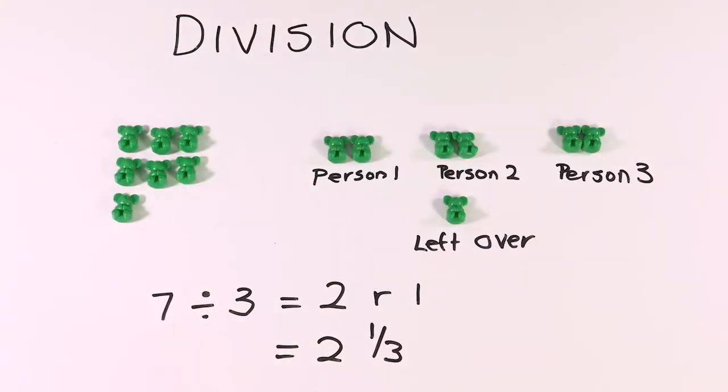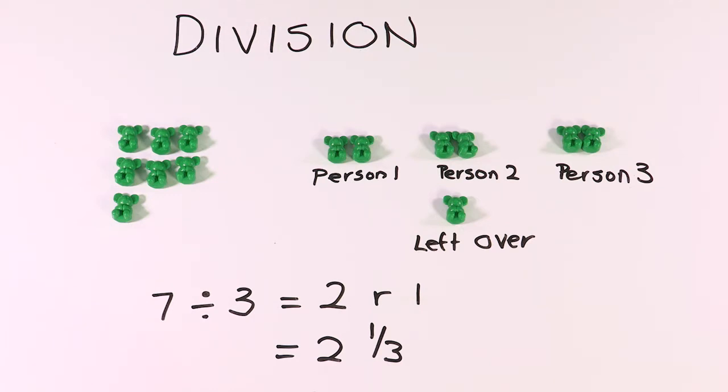Division, the concept, now needs to be extended by introducing the idea of sharing with leftovers. Here we have 7 bears. We're going to share these 7 bears between 3 people. We want to know how many bears each person gets. So we can see that the first person gets 2 bears. The second person gets 2 bears. The third person gets 2 bears, and there's 1 bear left over.